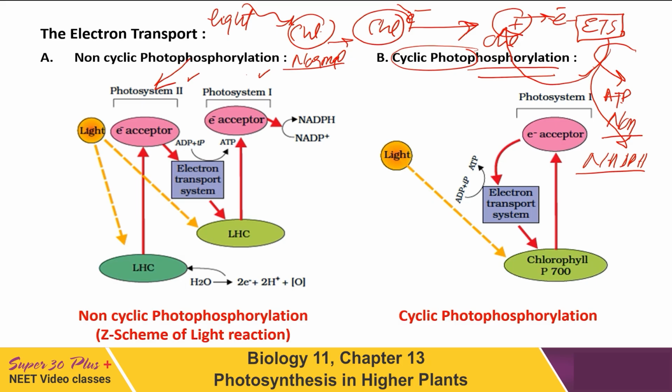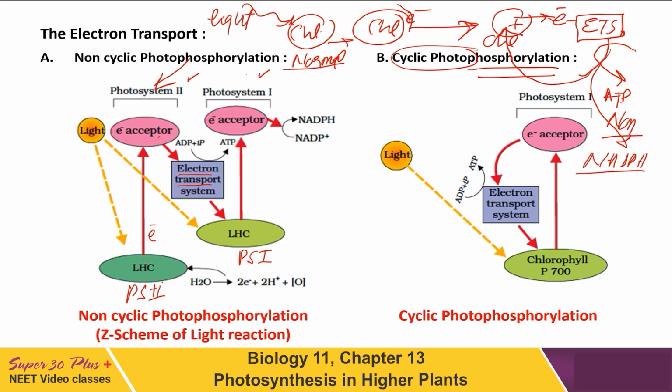What will happen now? Here, this is the light harvesting complex of PS second. It has absorbed the light energy. Electron will come out here. This electron will be accepted by the electron acceptor. Then from this electron acceptor, it will go to the electron transport system. Then after this, it will go to the light harvesting complex of PS1. This is upward movement, downward, upward movement.